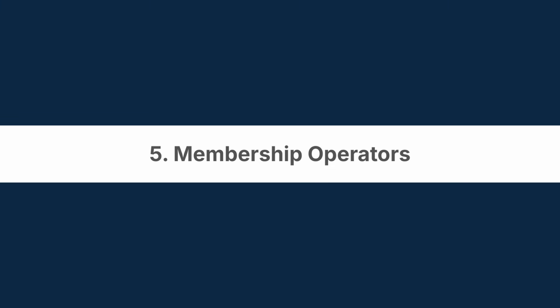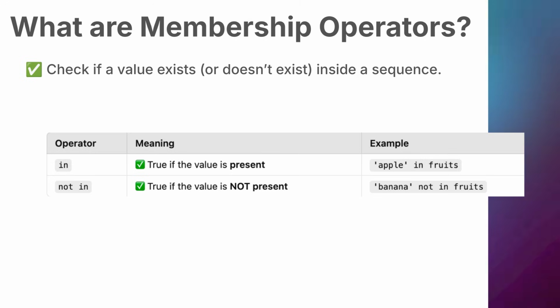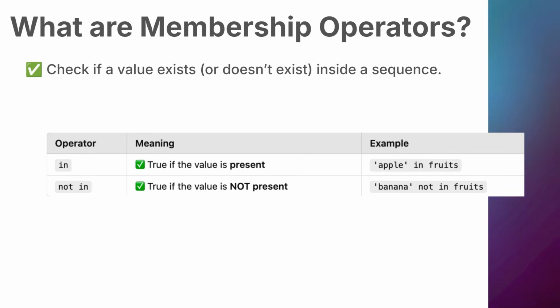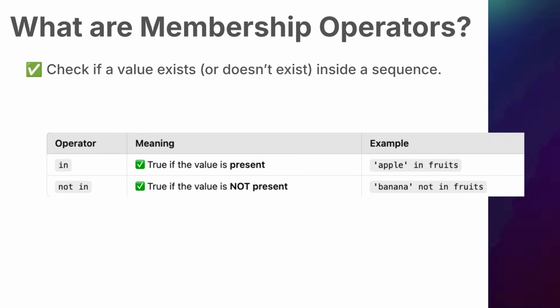Five, membership operators. What are membership operators? Membership operators check if a value exists or doesn't exist inside a sequence like list, string, tuple, dictionary, set. It's like asking Python, hey, is this item in the list? And Python answers, true or false.